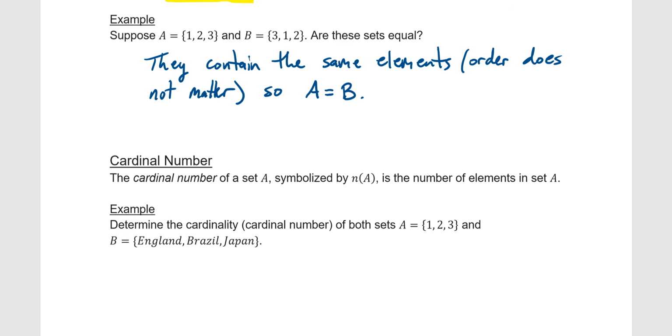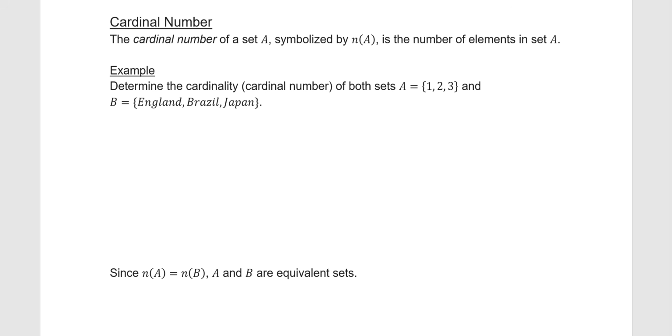Okay, so next is the cardinal number. So the cardinal number of a set, which we'll just use set A, the cardinal number of set A, which is symbolized with n and the set A in parentheses, is going to be the number of elements in the set. So the cardinal number represents how many elements are in the set. So for example, let's determine the cardinality, which is the same as the cardinal number, of both sets, where A is 1, 2, 3, and B is the set England, Brazil, Japan.